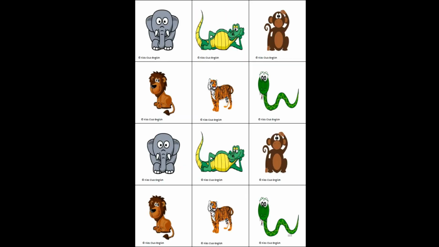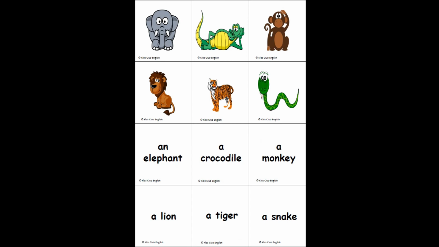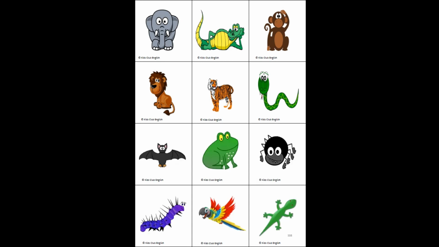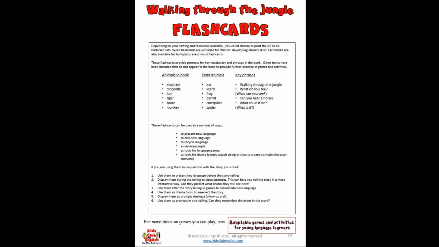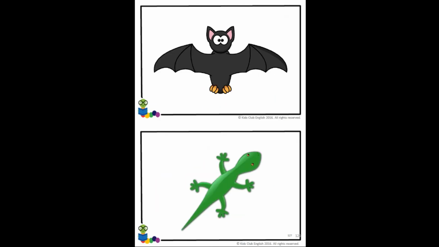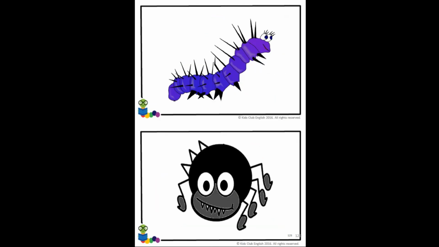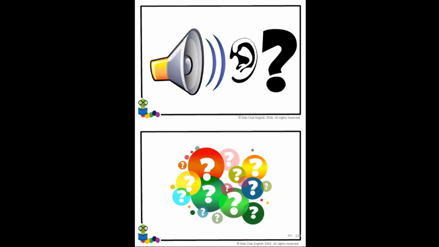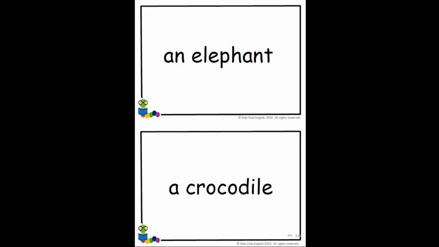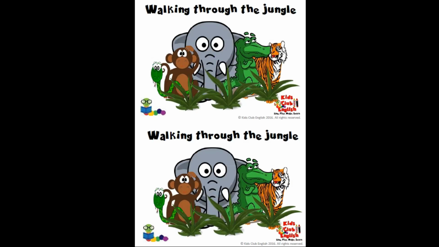Okay, got mini cards there as well, with the main vocabulary plus the extra animals and the different text cards. Okay, so you've got the flashcards with those images, and you also have some images to represent the different phrases in the walking through the jungle chant. Okay, and all of those are available in A4 as well.